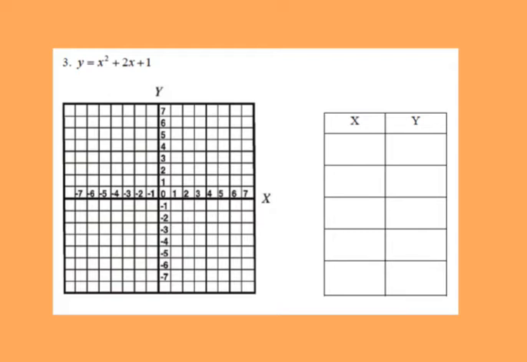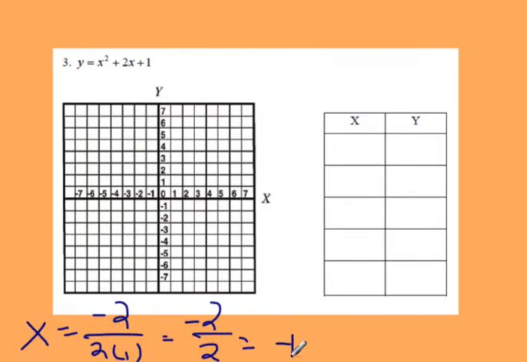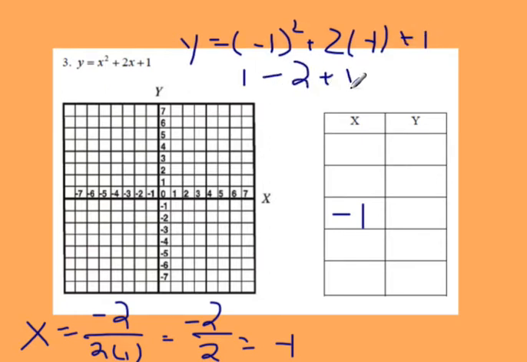Again, we want to calculate out our vertex. So I'm going to do the opposite of B over 2 times A. So I end up getting negative 2 divided by 2, which is negative 1. So I'm going to put negative 1 in the center of my chart. Now I need to plug in negative 1 wherever I see an x. So then I end up getting 1 minus 2 plus 1, and then you get 0.